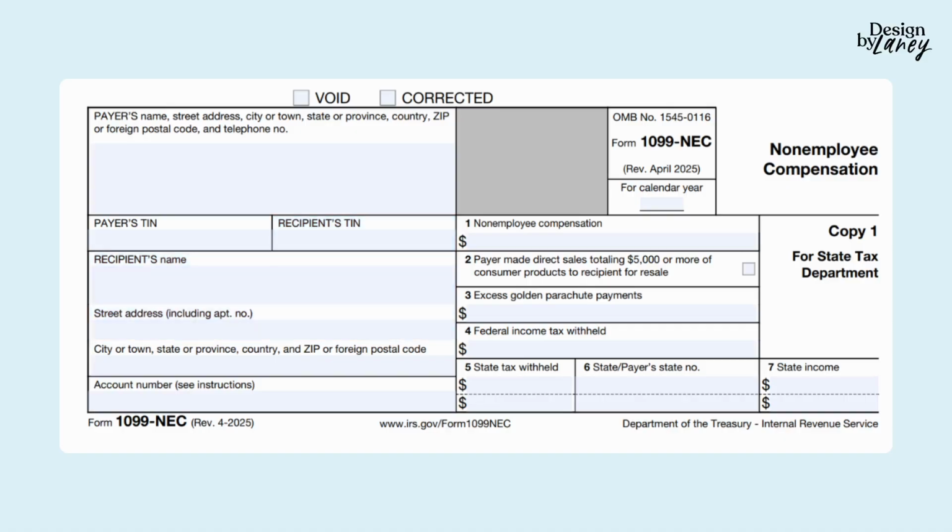You also need your federal and state details. So this will be all of the compensation that you paid them and then any taxes that were already withheld. Typically, you're not withholding taxes from a contractor, but if you have, you'll need to make sure you report that.